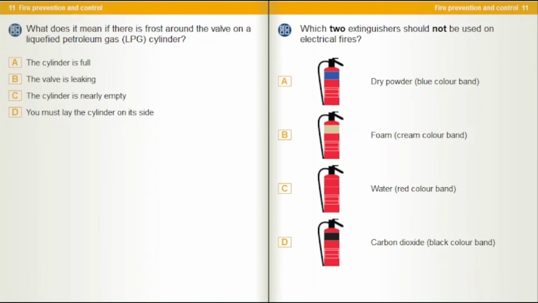Which two extinguishers should not be used on electrical fires? Dry powder, blue colour band. Foam, cream colour band. Water, red colour band. Carbon dioxide, black colour band.